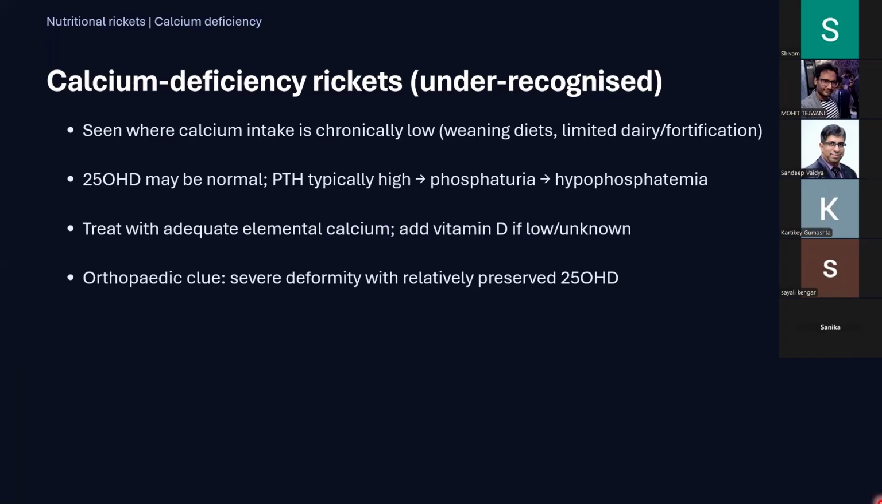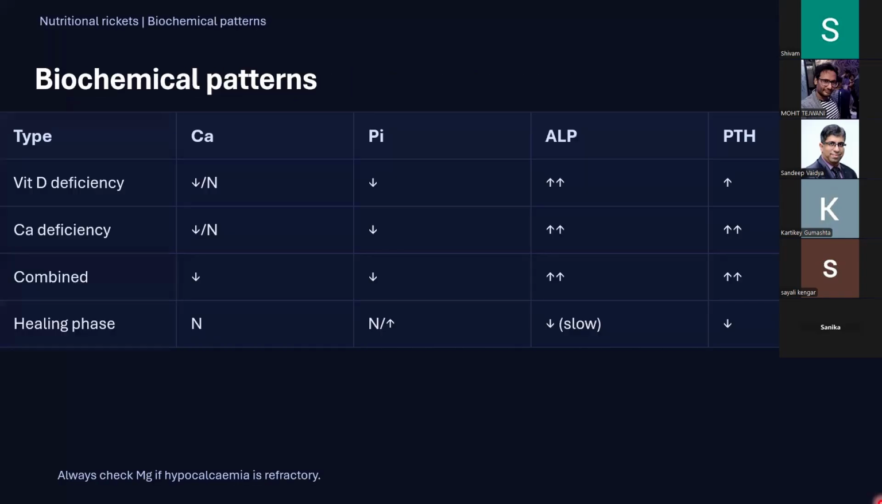Now, calcium deficiency rickets is usually under-recognized and seen where calcium intake is chronically low, such as weaning diets or limited fortification. In this kind of rickets, the vitamin D may be normal, but PTH is typically high, which causes phosphaturia and hypophosphatemia. It should be treated with adequate elemental calcium along with vitamin D. So severe deformity with relatively preserved vitamin D can be a clue to calcium deficiency rickets.